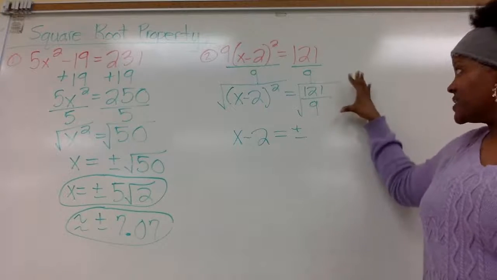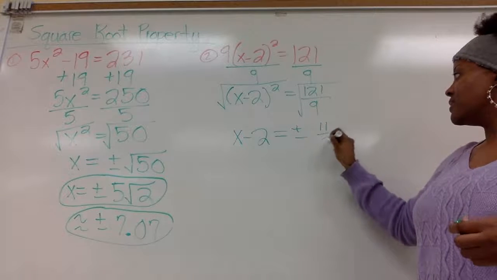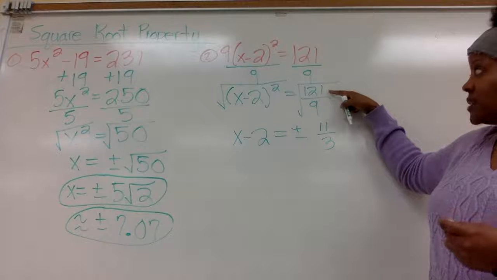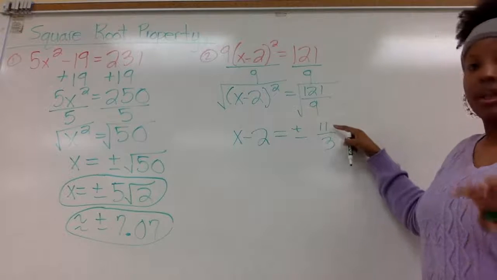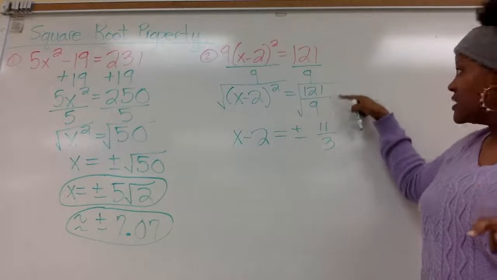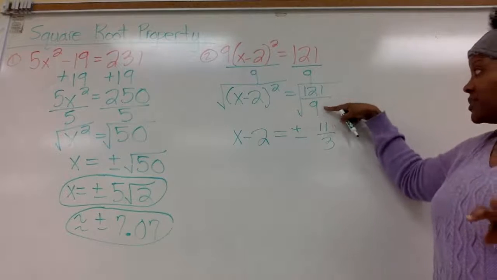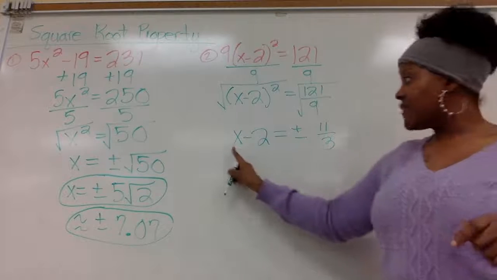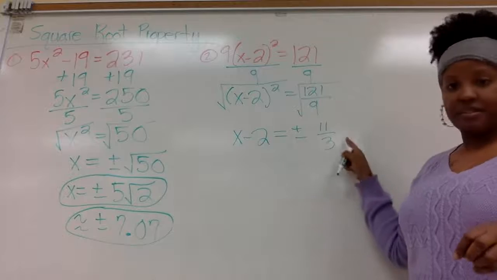But if you didn't know that, you would stick this in the calculator, and it would tell you that this is 11 over 3. So again, the square root of 121 over 9. You can type that in Desmos or in a calculator. It'll give you 11 thirds. Both of these are perfect square numbers. So if I take the square root of 121, it gives me 11. If I take the square root of 9, it gives me 3. So far I have x minus 2 equals plus or minus 11 thirds.